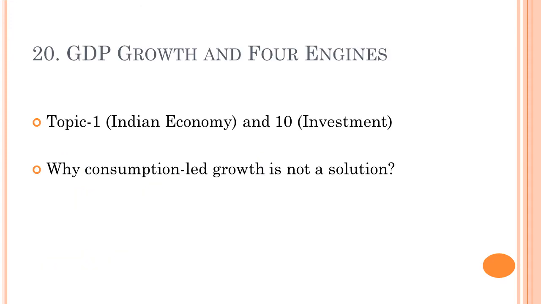Okay, so we have covered up until the 19th topic, right? And this is the 20th topic, that is GDP growth and 4 engines. It will come again and again, but the thing is we have to study, right? We have to keep track of all the things which are happening, right? Fine. So what is the issue?